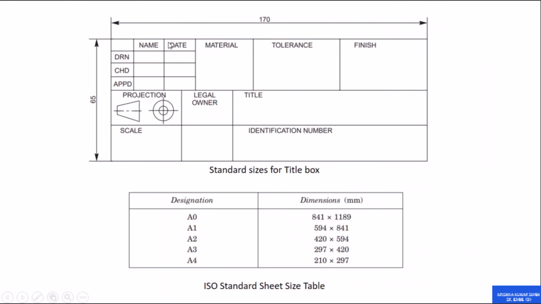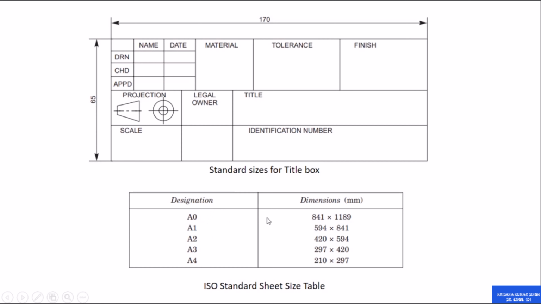This is the title block of our drawing. You can see the details we should mention here, like drawn by, checked by, approved by, name, material, tolerance, finish. It is along with the title for that piece, the identification number or part number. The scale would also be mentioned. And of course this projection, we are going to discuss about the projection in the next slide.